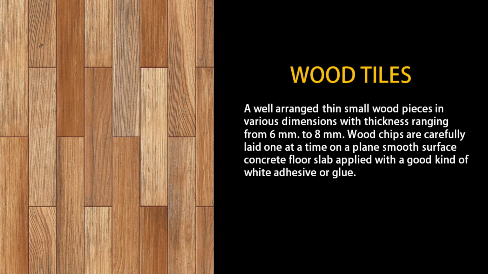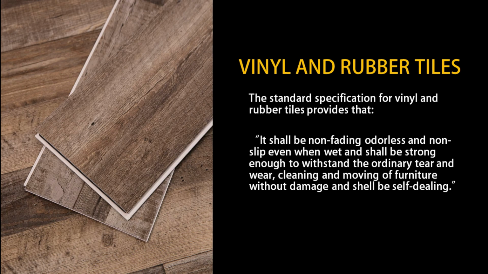Wood tiles are well-arranged thin small wood pieces in various dimensions with thickness ranging from 6 millimeters to 8 millimeters. Wood chips are carefully laid one at a time on a plain smooth surface concrete floor slab applied with a good kind of white adhesive or glue. Next is the vinyl and rubber tiles.